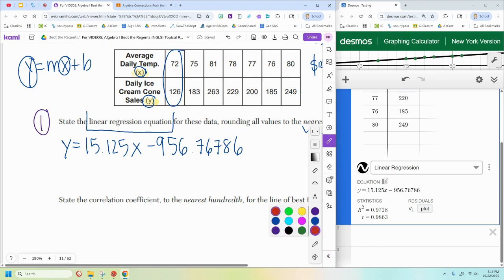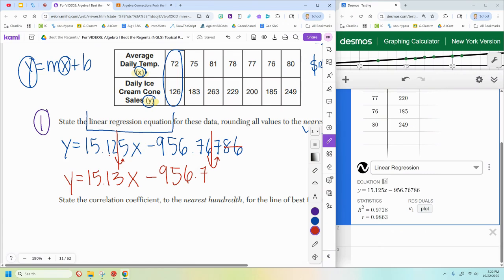For rounding to the nearest hundredth, the second decimal place is where I'm going to cut off. My buddy number for this one is a 5. My buddy number here is a 7. I'm going to ignore this 8 and 6. So my final answer is y equals 15.125. Oh, that 5 means I'm going to go up. So it's not going to be 12, it's going to be 13. Don't forget your x. Minus 956, and then this 76 is going to be bumped up to 77.